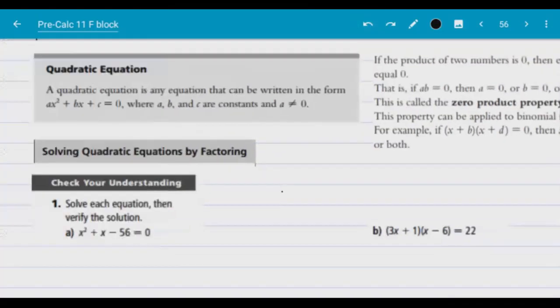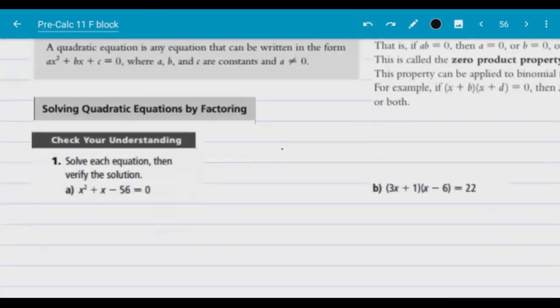Okay, so let's take a look at how you can use this. Solve the equation, then verify the solution. So x squared plus x minus 56. By now, guys, I hope you have the idea that if you are factoring simple expressions like this, wherein there is no number in front of the x squared, you will end up with x and x here, and then two numbers that multiply to negative 56 and 1 away from each other. So that would be 8 and 7.